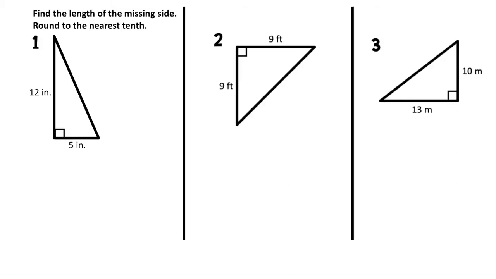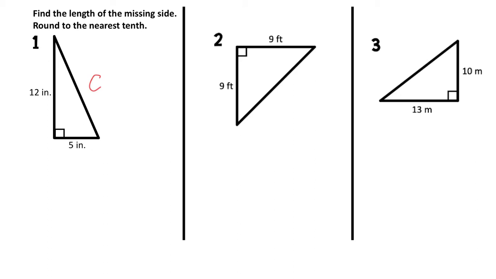Let's look at some examples where we are trying to solve a mathematical equation. So we are going to find the length of the missing side and round to the nearest tenth. In the first example, we see that we are given the two shorter sides, or the legs, and we are looking for the longest side, the hypotenuse.